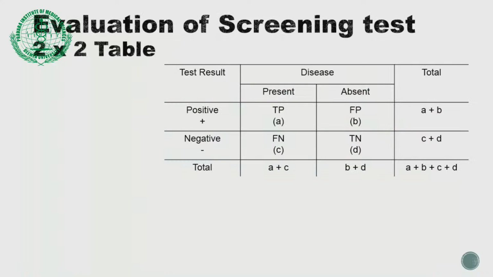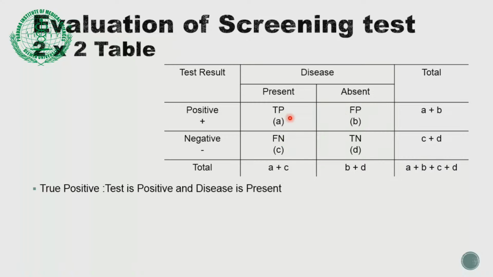Before we begin with evaluation of screening tests, we should know how to make a 2x2 table. So a 2x2 table has 2 rows and 2 columns. These are totals. The 2 rows show test results. They can be either positive test or negative test, and the columns show whether or not the disease is present, so present or absent. We can get 4 results out of it.